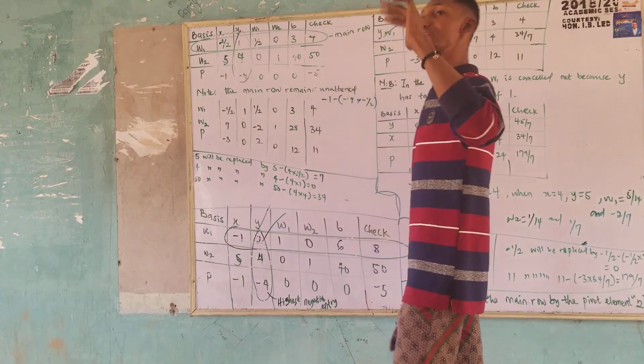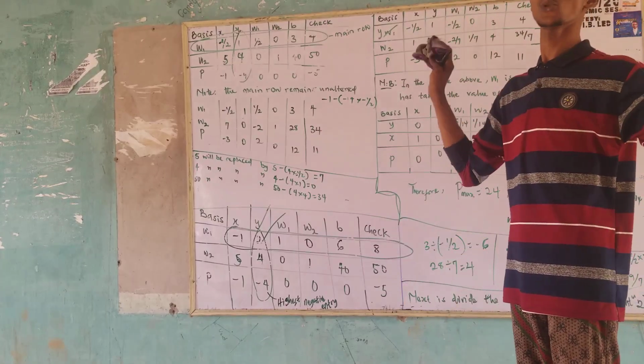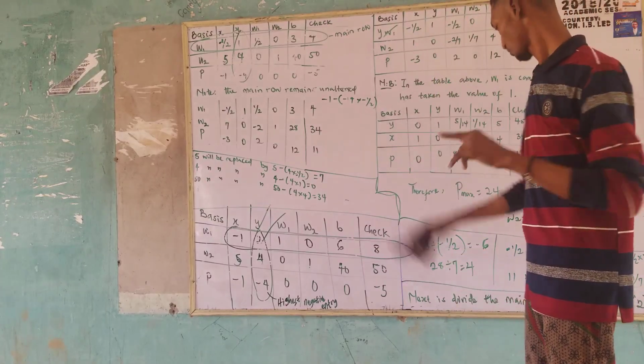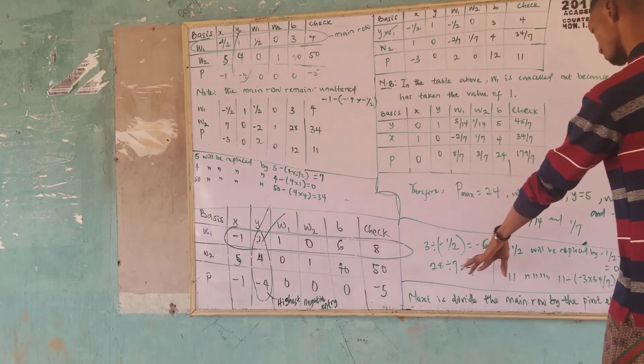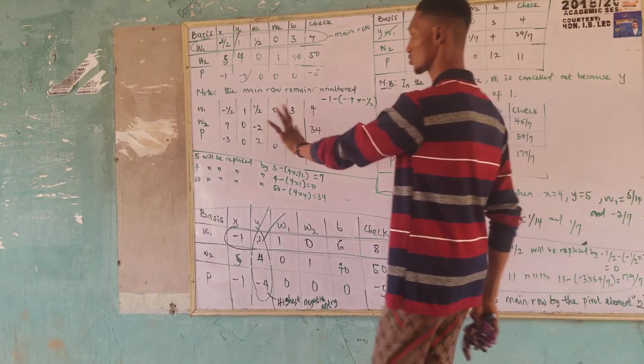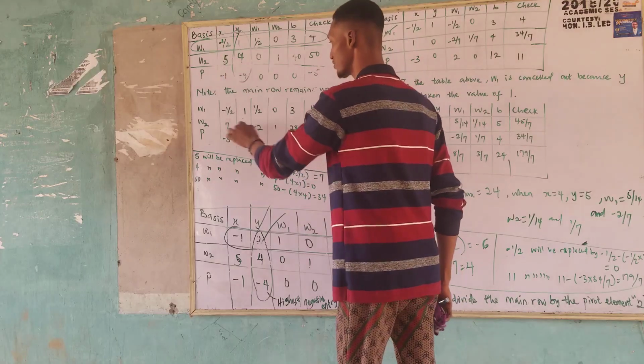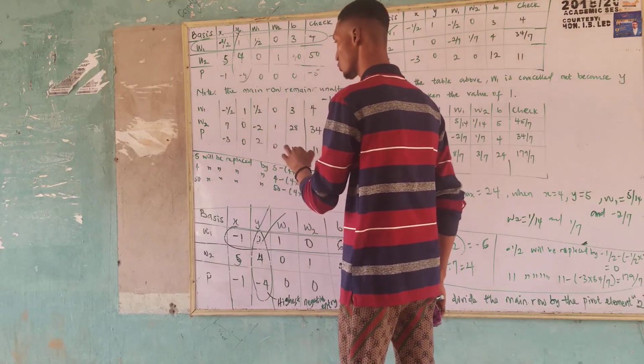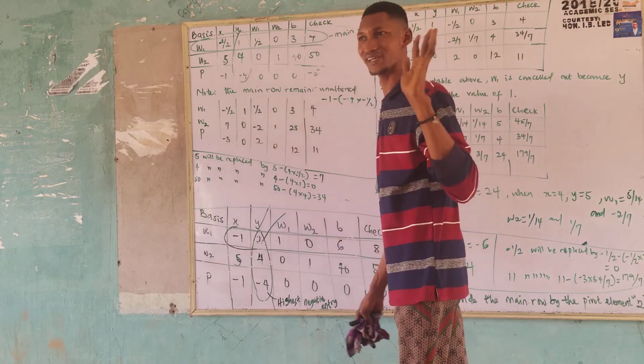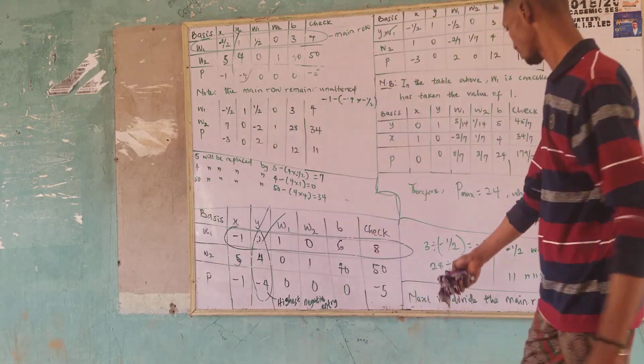You will neglect the negative parts. So that one is out of the bar already. I say you neglect the negative part. So that one is out of the bar. 28 divided by 7 is 4. 12 divided by minus 3 is out because it is negative. So you neglect the negative part. So what was the answer?